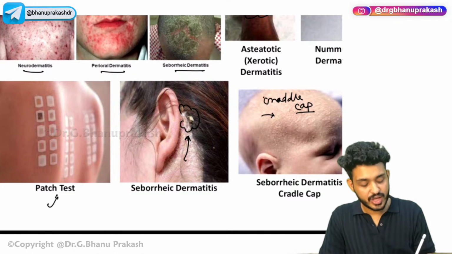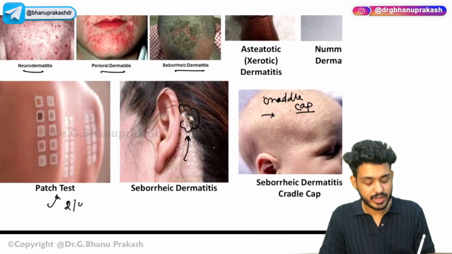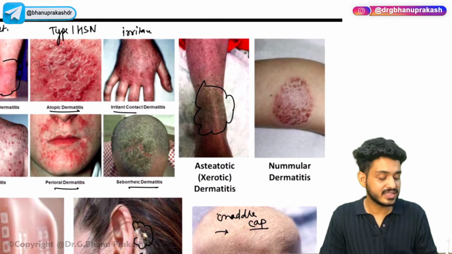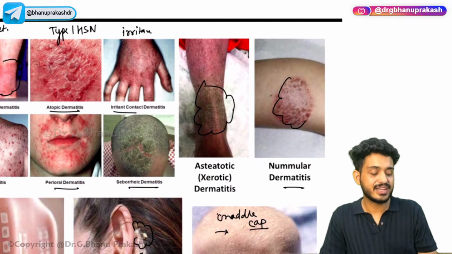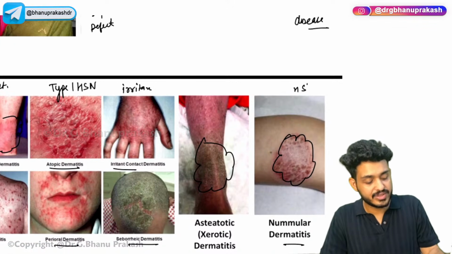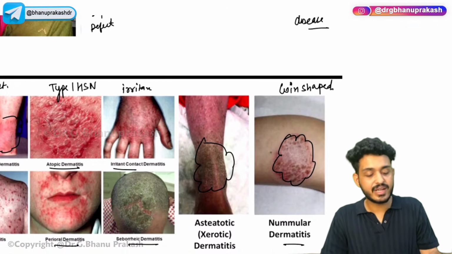Okay, patch test we have already discussed, day 2 or day 4. You will be taking the values. And this is your nummular dermatitis because this is a coin-shaped lesion. This is a coin-shaped lesion. So basically these are the different types of dermatitis.